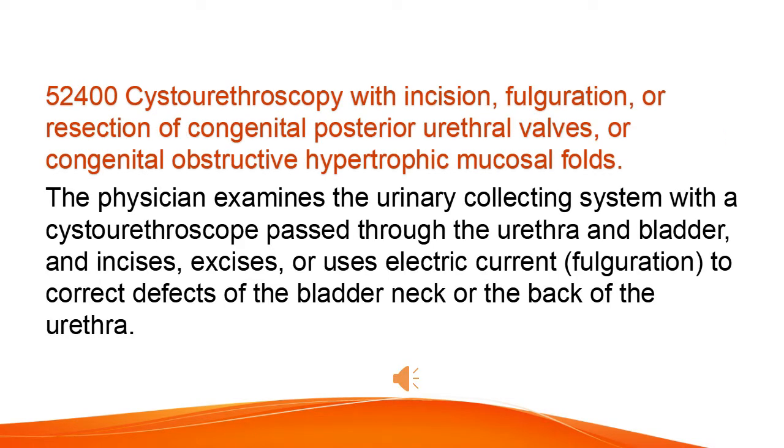Cystourethroscopy with incision, fulguration, or resection of congenital posterior urethral valves, or congenital obstructive hypertrophic mucosal folds. The physician examines the urinary collecting system with a cystourethroscope passed through the urethra and bladder, and incises, excises, or uses electric current, fulguration, to correct defects of the bladder neck or the back of the urethra.